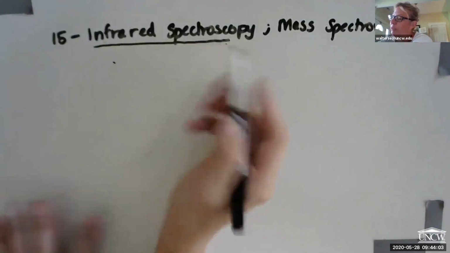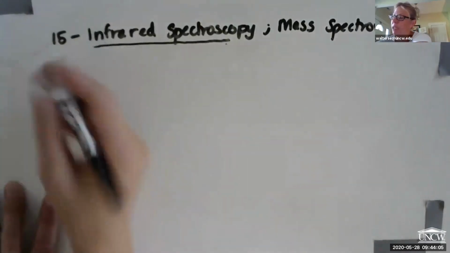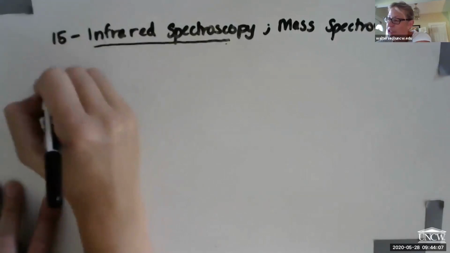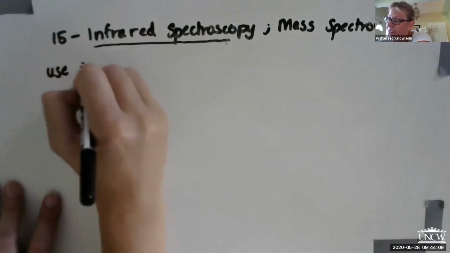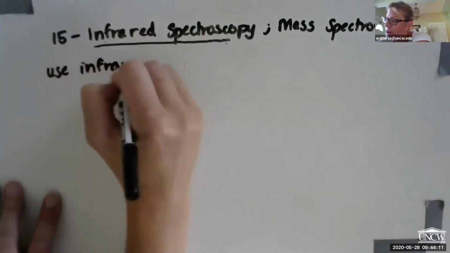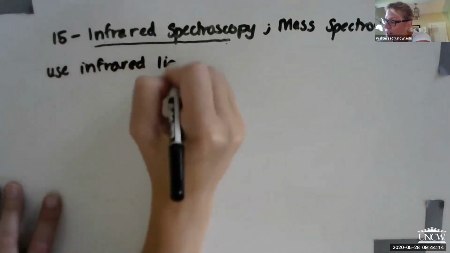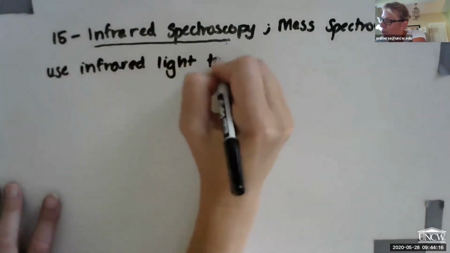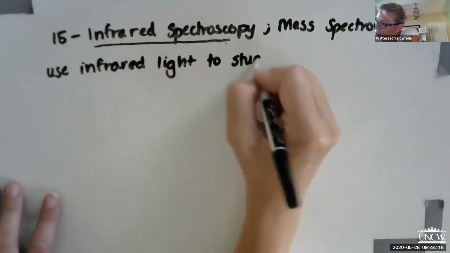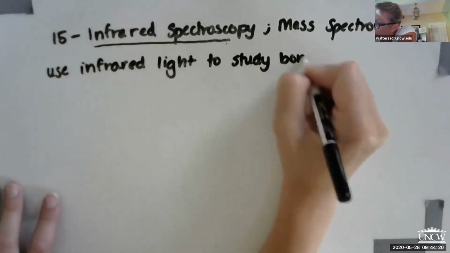So infrared spectroscopy is a way in which you use infrared light to study bond vibrations.